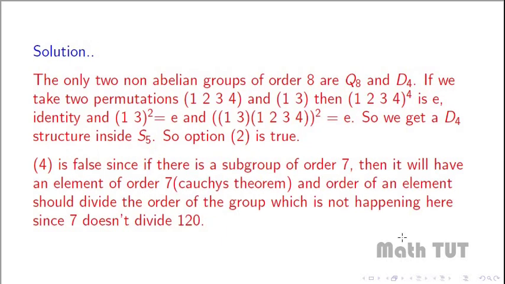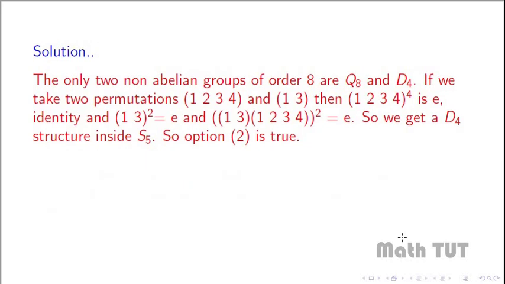So here I am going to show that there is a structure of D4 inside S5. I'm just taking 2 permutations. Here I've taken a permutation whose order is 4, and a permutation whose order is 2. You can see this cycle to the power 4 is equal to the identity element in the group, and also 1 3, its order is 2. So if I find 1 3 squared, that is again going to be the identity.